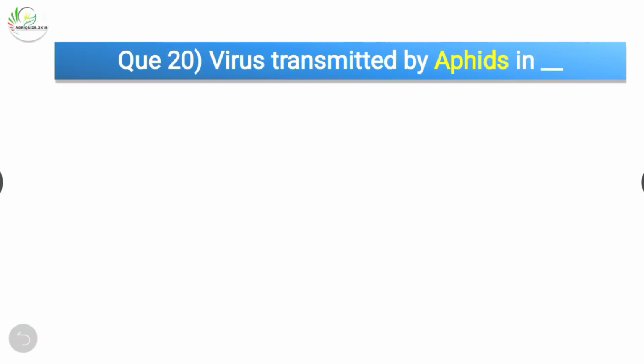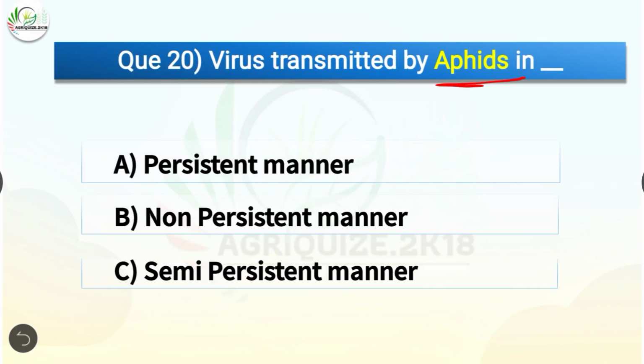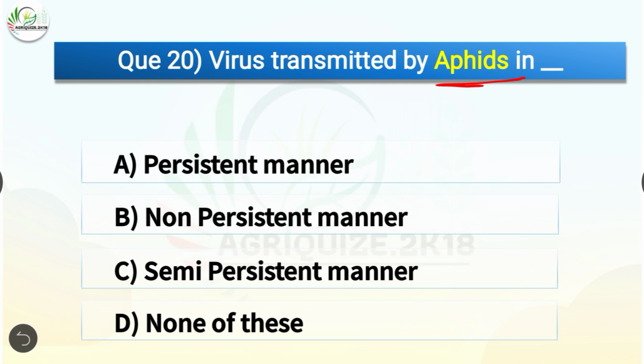Question number 20. Virus transmitted by aphids in dash. The options are persistent manner, non-persistent manner, semi-persistent manner or none of these. The correct answer is option B, non-persistent manner. So virus is transmitted by aphids in non-persistent manner. Whereas in beetle it is in a persistent manner and in leafhoppers it is in semi-persistent manner. So in non-persistent viral transmission, the virus is acquired quickly, retained for a short period and transmitted quickly. So generally it is called stylet-borne transmission.